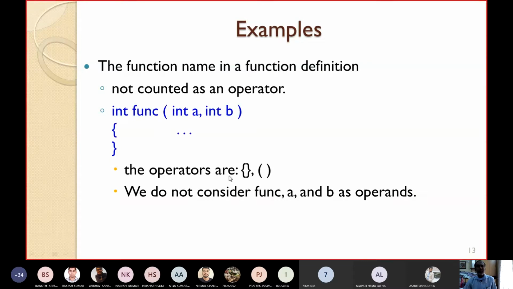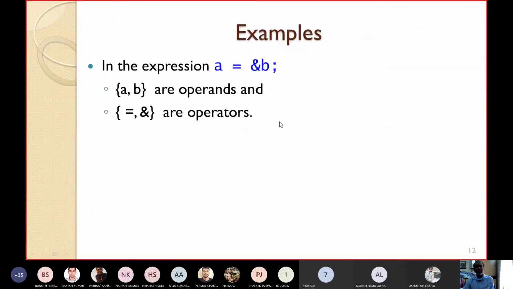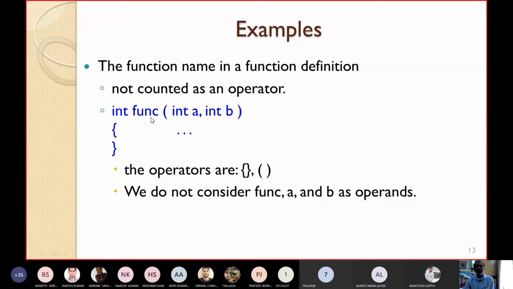Here the operators are what? These two curly brackets and these two parentheses. These are operators. We do not consider the function A and B as operands, because this is a function definition. We consider the I/O parameters as operands in a function call. Since this is a function definition, we do not consider func, the name of the function, A, B as operands. But in the function call, func will be considered as the operator, and A, B will be treated as operands. These are I/O arguments or I/O parameters. They will be considered as operands in a function call.